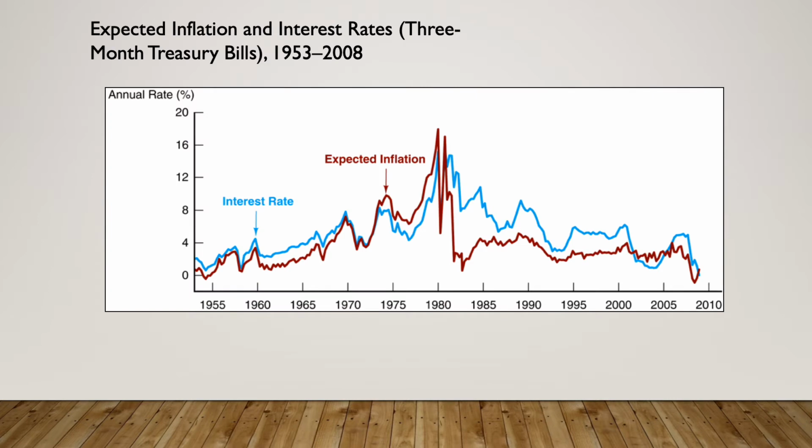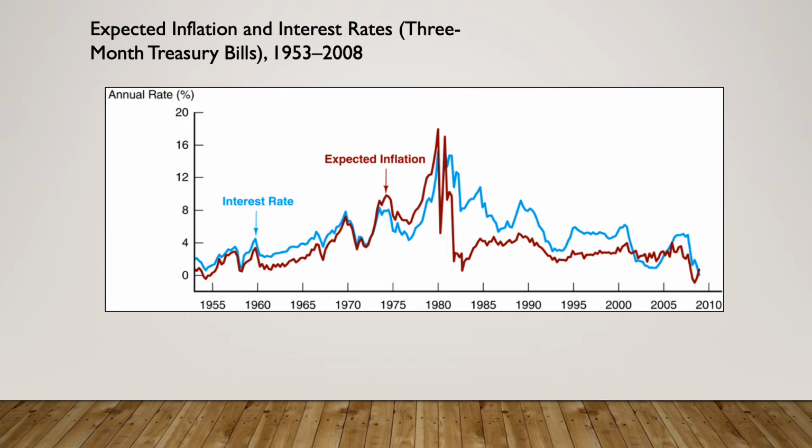Here we have expected inflation and interest rates on 3-month Treasury bills from 1953 to 2008. One of the things that you should be noticing just on a cursory glance at this data is, of course, that they seem to be related. They seem to be very strong co-movements between expected inflation and the interest rates.